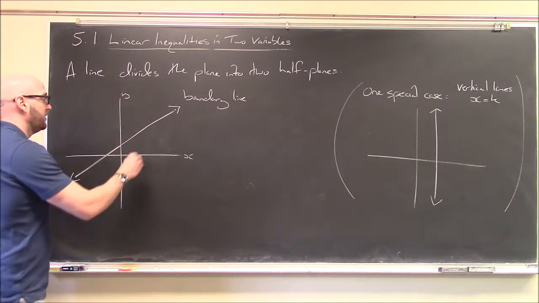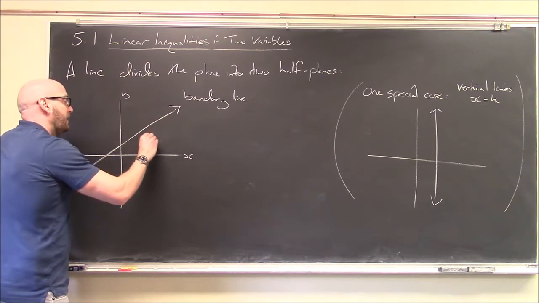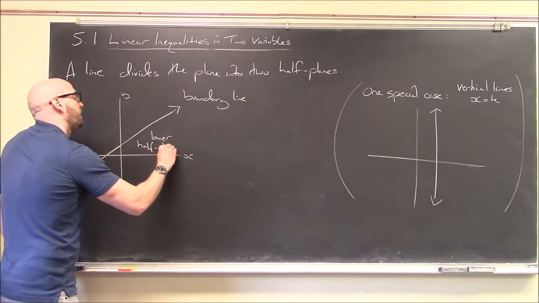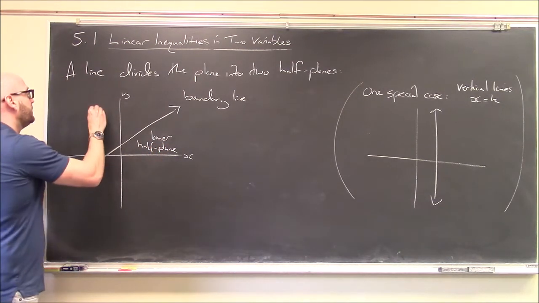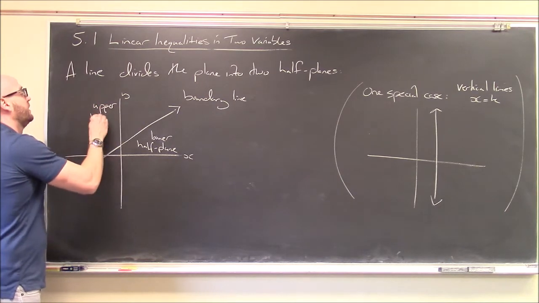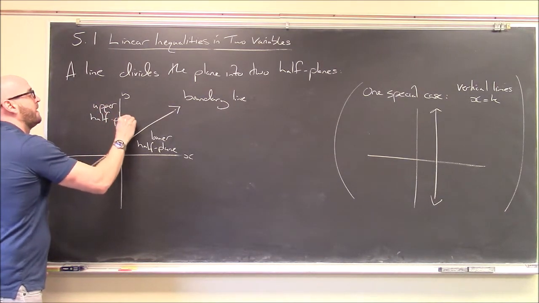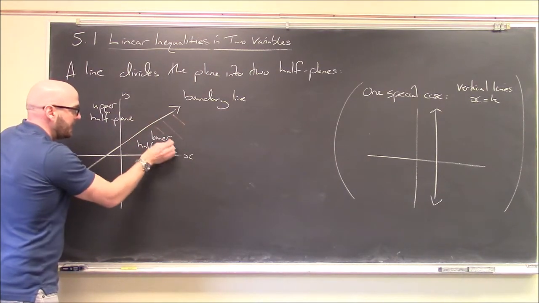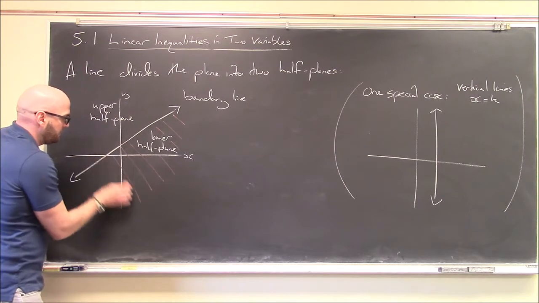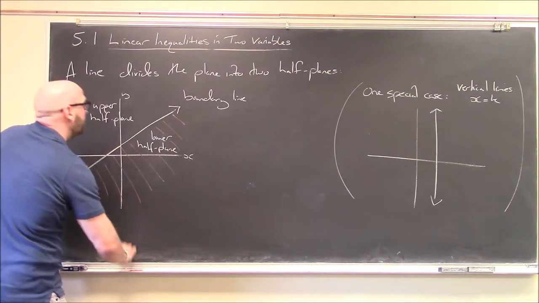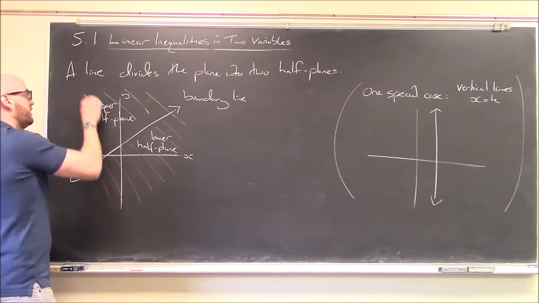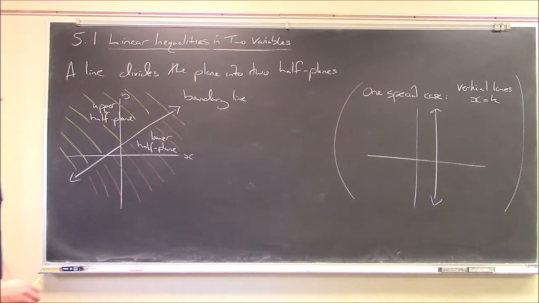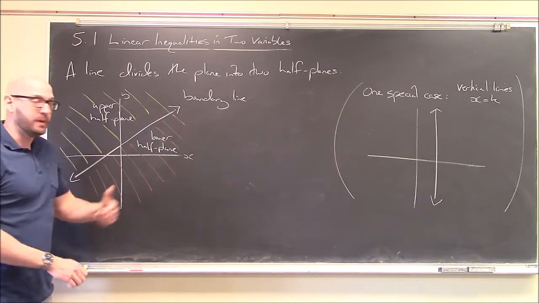And I've got this boundary line drawn, and you'll notice that I've got two sides of this boundary line, right? So, below the boundary line, this is usually called the lower half plane, and then above the boundary line we've got the upper half plane. And if you want, I can shade these things. So the lower half plane is everything below this line, and the upper half plane is everything above this line. Okay, so every line does this. Every line cuts the plane into two half planes.